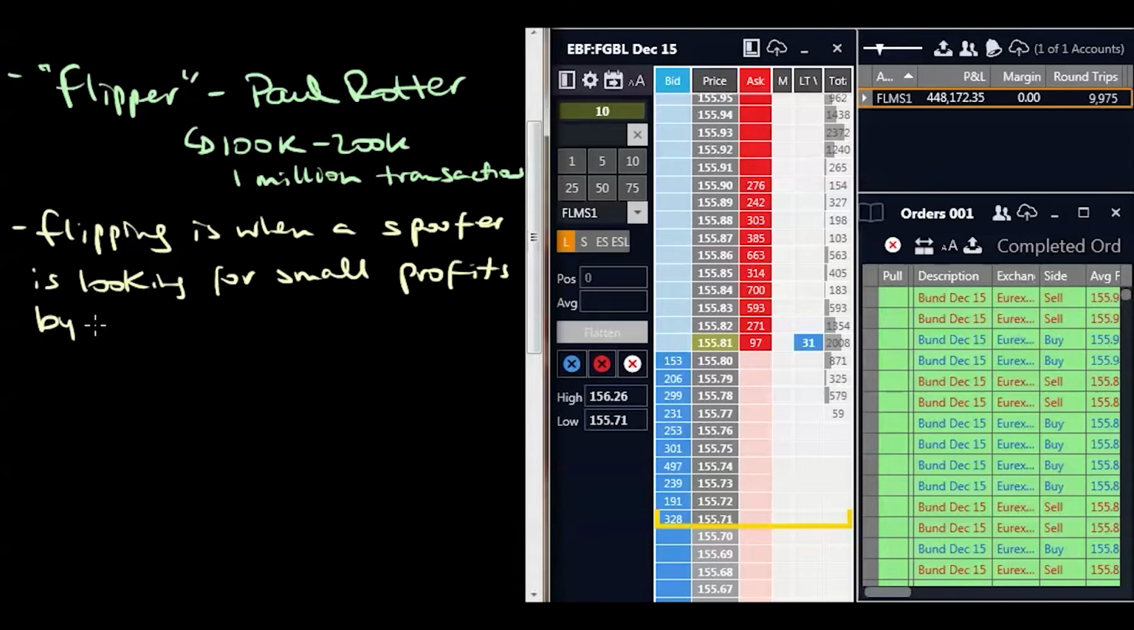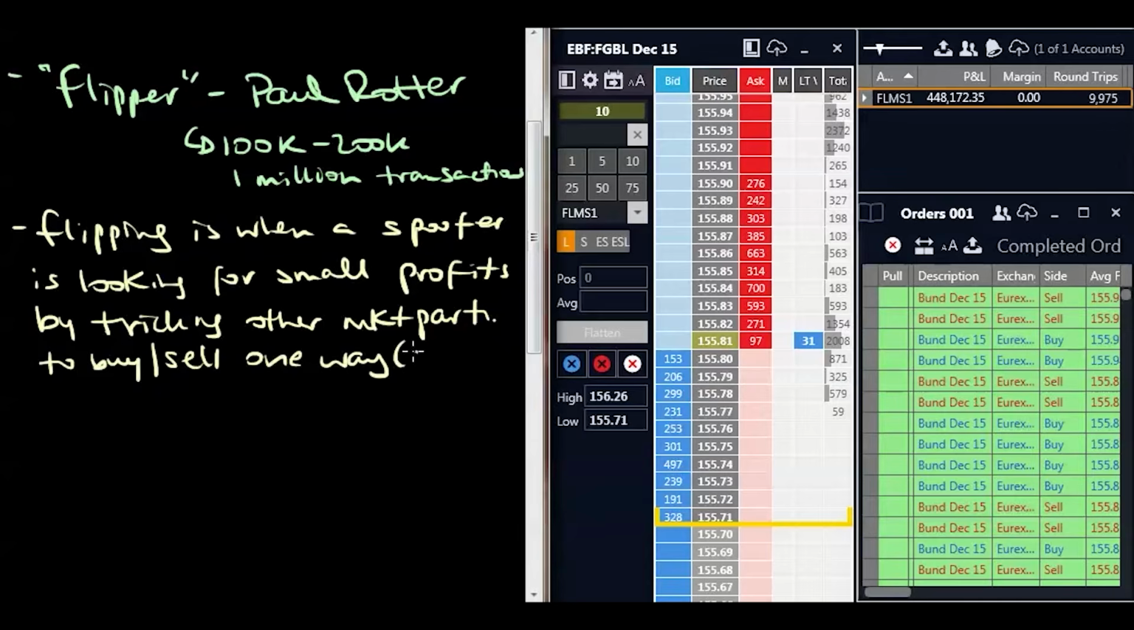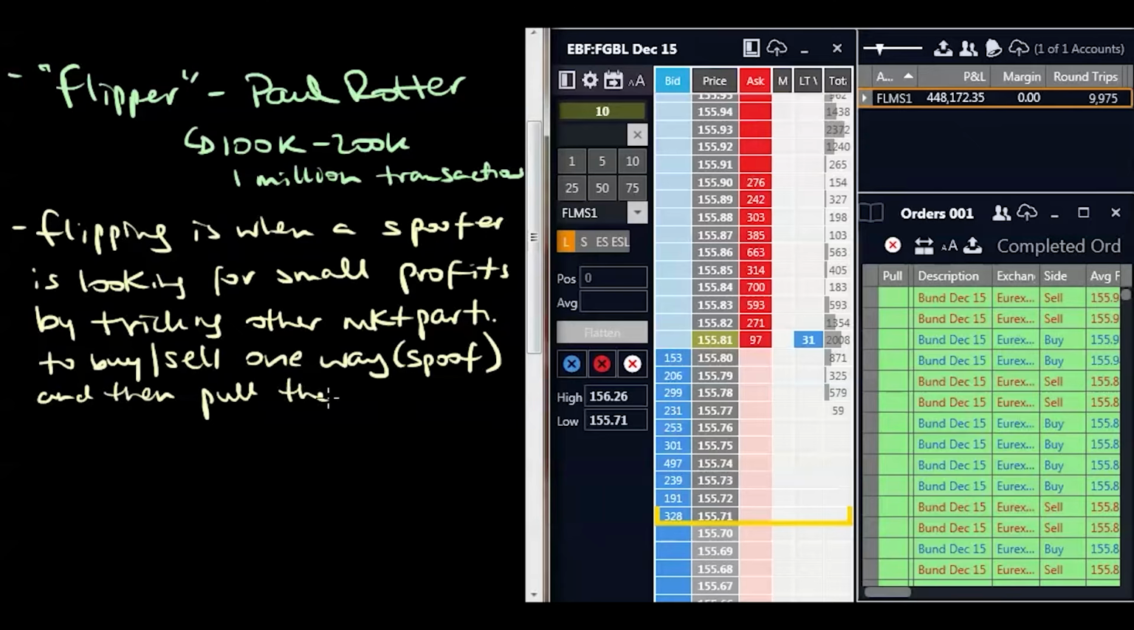And he does this by tricking other market participants to buy or sell one way. So he'll spoof to make this happen, and then pull the rug. Basically pull the order. So he pulls the rug and he gets filled on the other side.